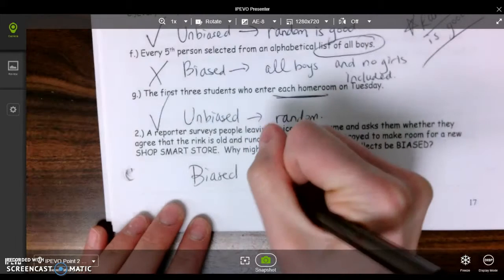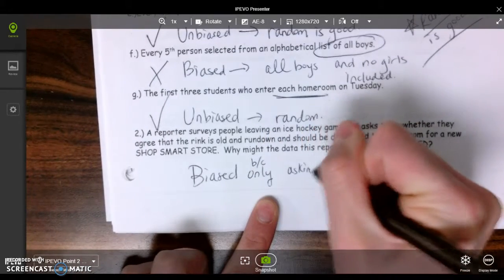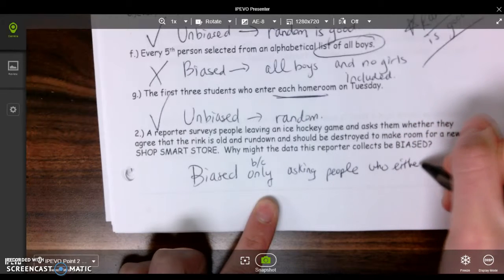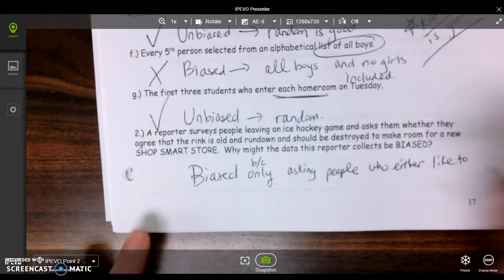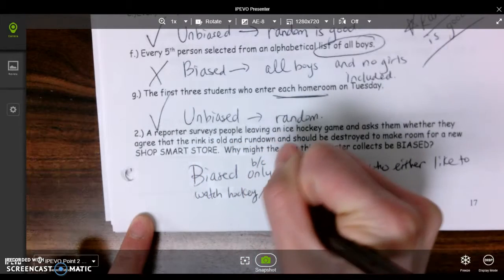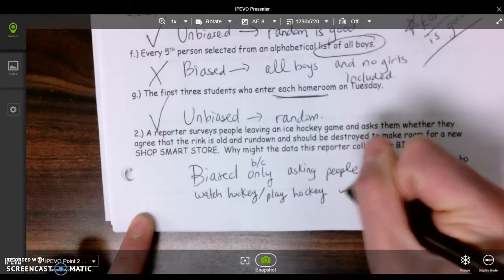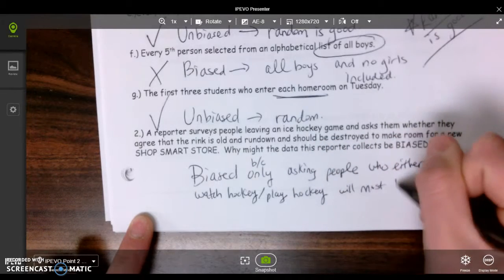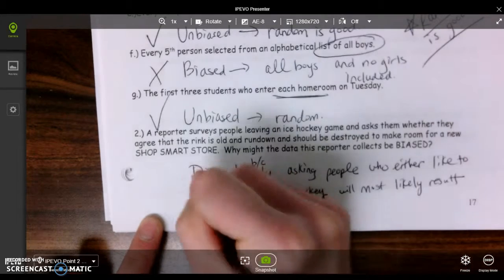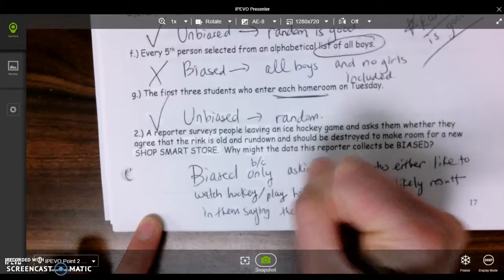So only asking people who either like to watch hockey or play hockey will most likely result in them saying the rink should be saved.